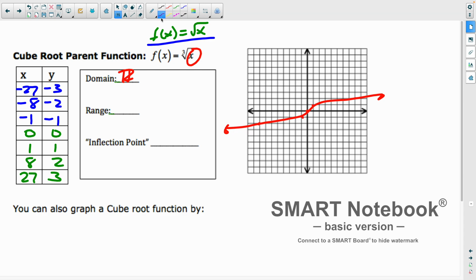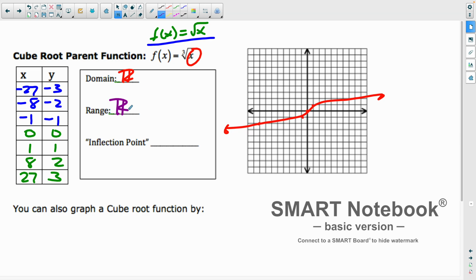How about for the range? All real numbers as well. Now, how quickly is this graph increasing? It's not. It's not going up very fast, but it's going up. All right, it's just going to take a long time. For instance, to get to a y value of 3, it's going to take me 27 spaces on the x to get there. But it's going to get there eventually. All right? It's not very quickly.